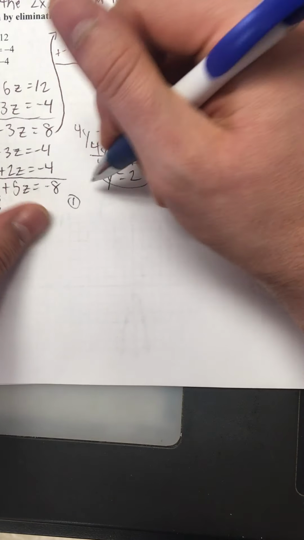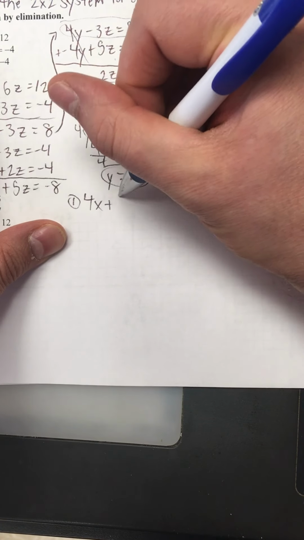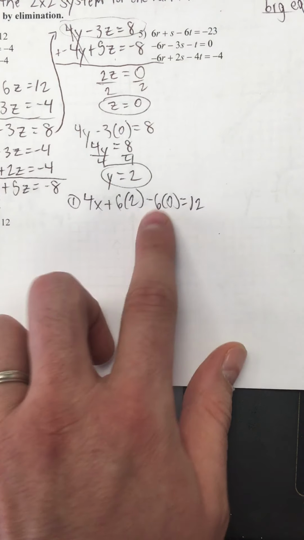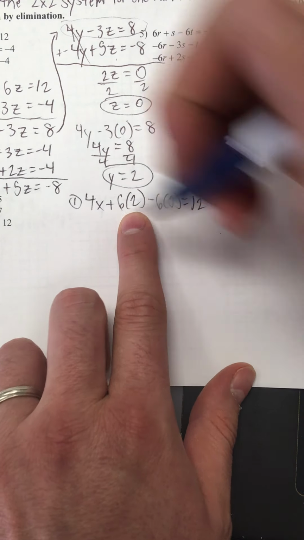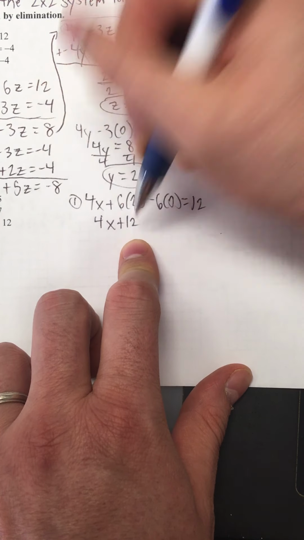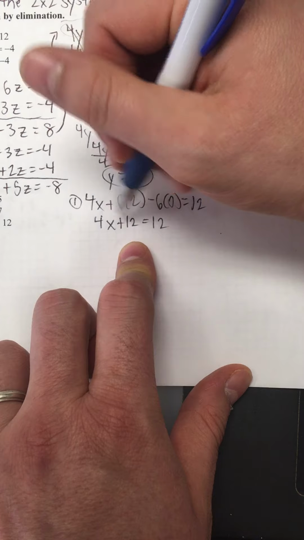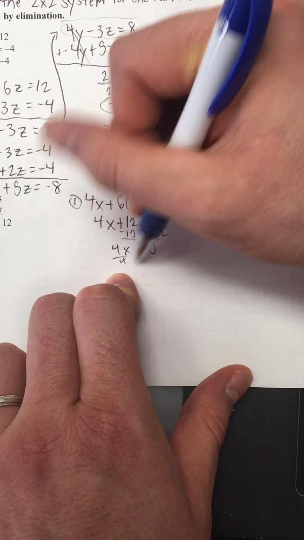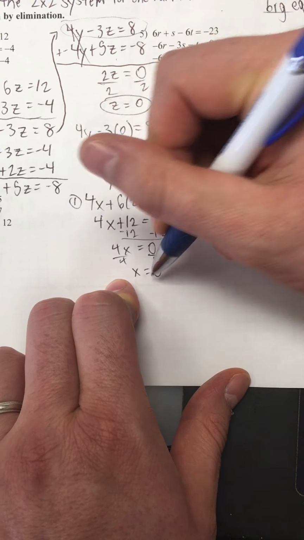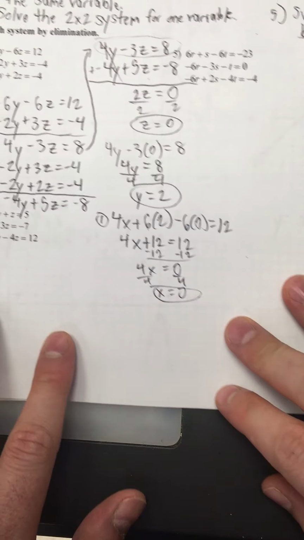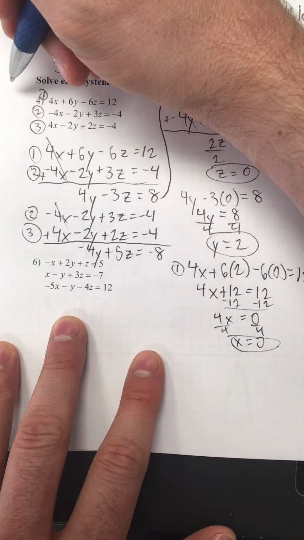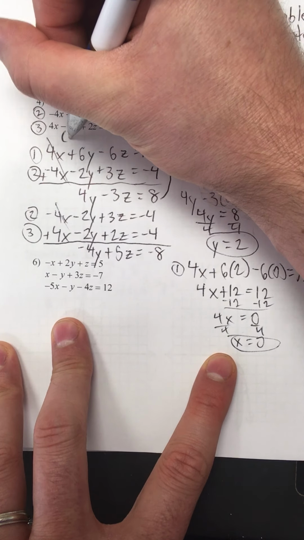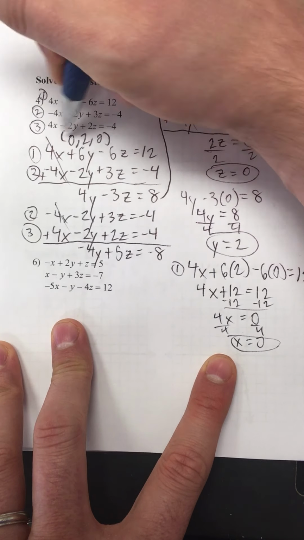All right, equation 1, I have 4x plus 6y, so 6 times 2, minus 6z, 6 times 0, equal to 12. So 6 times 0, that's just 0. I can ignore that. 6 times 2 is 12. I've got 4x plus 12 equals 12. And then subtract the 12. 4x equals 0. Divide by 4. I know x equals 0. So my final answer for problem number 4, I want to put them in alphabetical order, x, y, z. So my answer, I'll just write it up here, would be 0, 2, 0.